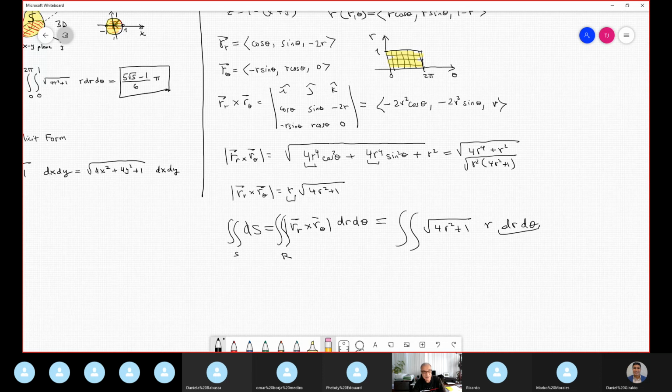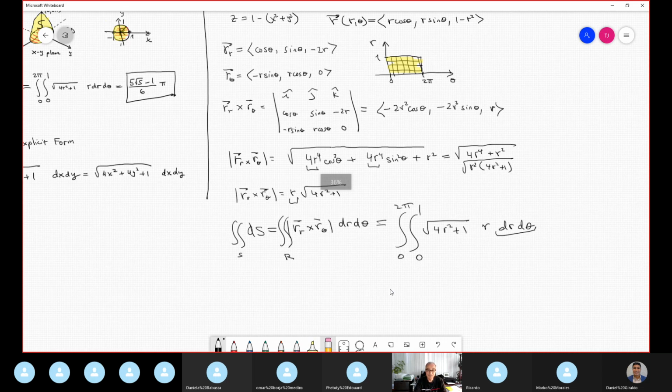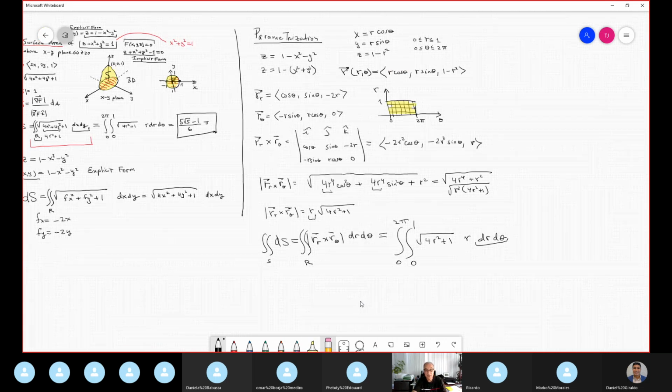But this r is exactly the Jacobian that you saw in the last method, in the first one, implicit or explicit. It automatically appears, suddenly, magically. No, it's mathematical, not magic. And the limits of the integral are the same, 0 to pi for theta, and 0 to 1. Wow, fantastic. And of course, the same integral, and you expect the same answer. Beautiful.